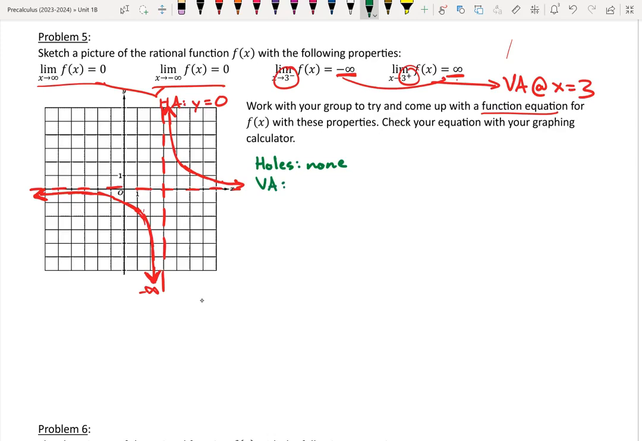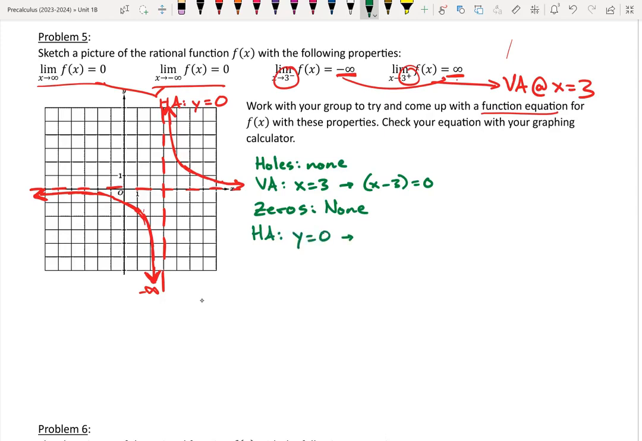Vertical asymptotes, we just have the one at x equals 3. So that gives us a factor of x minus 3 equal to 0. Do the opposite. Let's see, zeros. Since I have a horizontal asymptote at 0, I'm not crossing it. Technically, I still could, but making this simple myself, I'm going to say that I'm not crossing it. It doesn't give us any information one way or the other. So I'm just going to say that I have no zeros. And then I do have a horizontal asymptote at y equals 0.